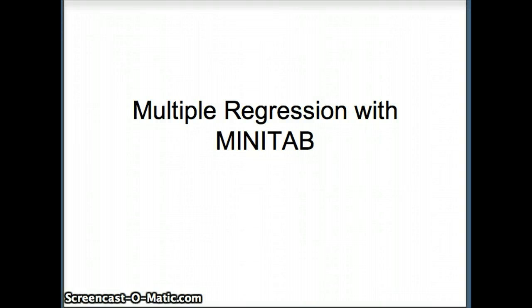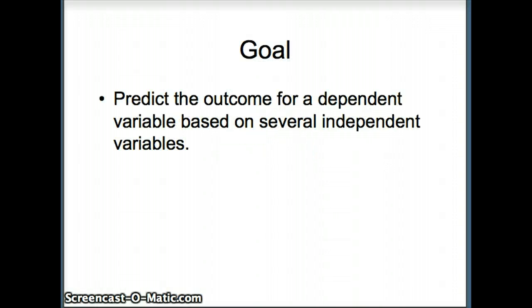In this presentation, we shall look at multiple regression with Minitab. Our goal is to predict the outcome for a dependent variable based on several independent variables. When we did linear regression, we had one independent variable, and we predicted the dependent variable y based on that independent variable x. Here we're going to have several independent variables. So let's take a look at an example.